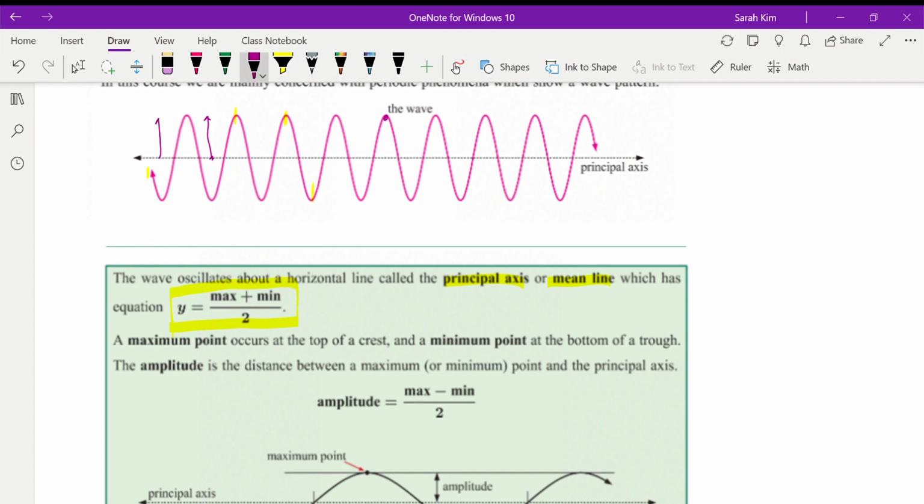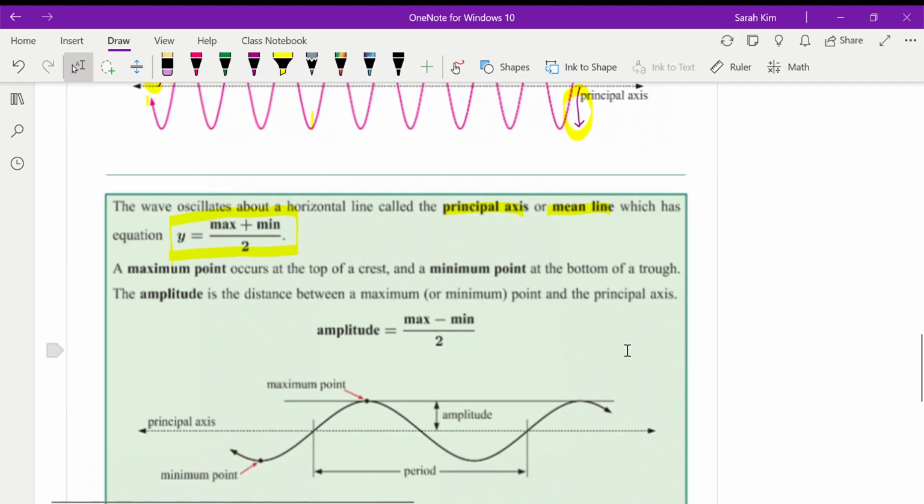Alright, the amplitude is just going to be half of it. So that length, or if I draw it, the bottom one, it's going to be that length. But it should be the same, okay? Because remember, we averaged the maximum and minimum to get the principal axis. So it should be halfway between, meaning these two arrows should have the same distance, which is the amplitude. If you want to find the amplitude, this is the formula you just need to write down and figure out.